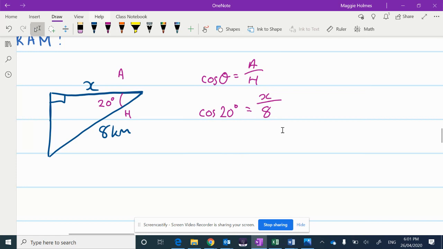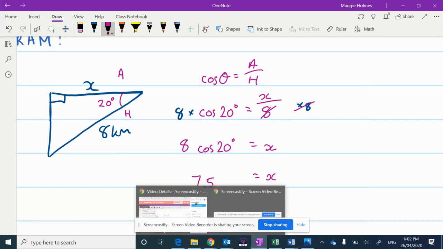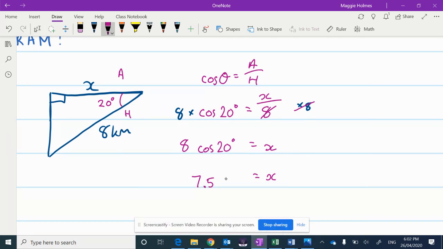X is being divided by 8, so to undo that we're going to multiply by 8, the inverse operation. So x, that multiply 8, that cancels out, so x is equal to 8 times cos 20, and put that in your calculator. It doesn't specify how many decimal places, so we always go to 2. It's 7.517, so that rounds to 7.52. Not degrees, kilometres, because it's a length.